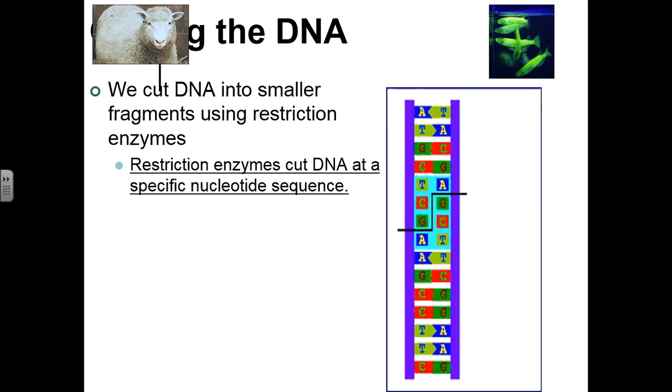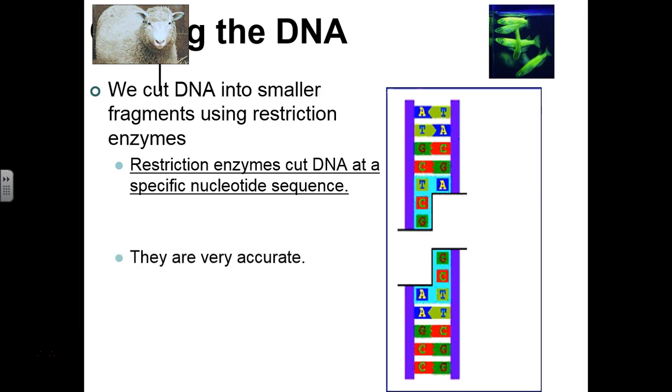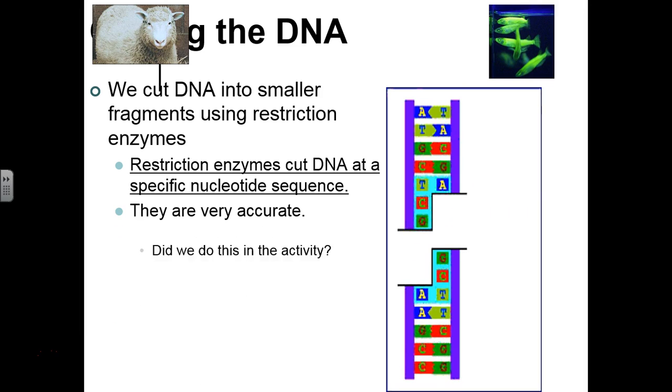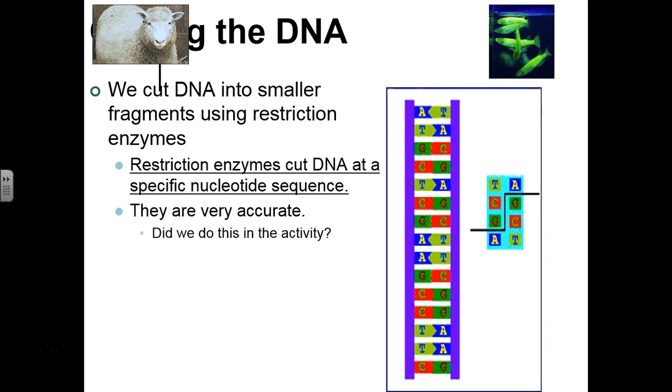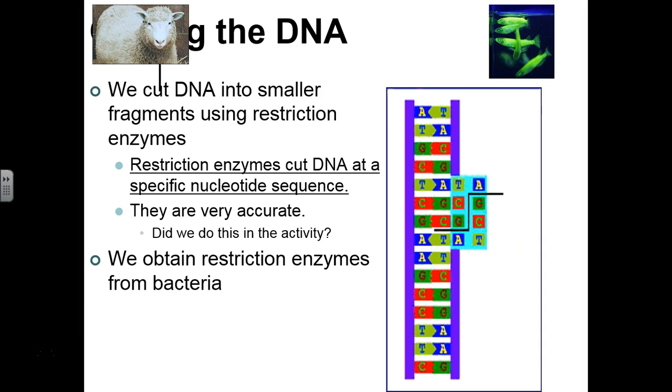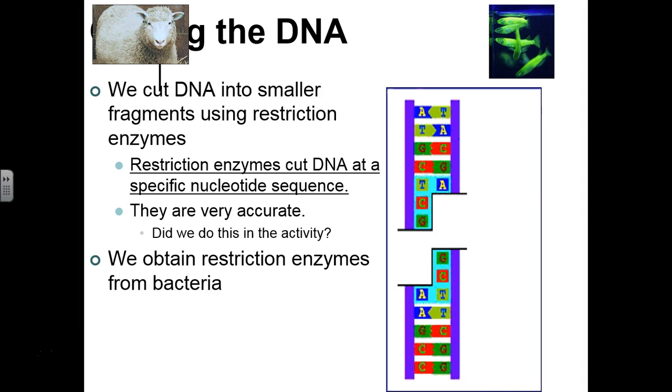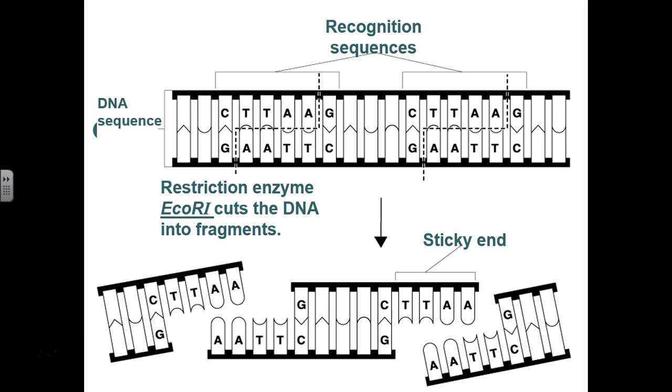And so if we're comparing DNA strands, it's not looking for gene for gene. It's looking at the sequence of the DNA, regardless of gene. Okay? They're very, very accurate. We did not do this activity. I've been out, so we haven't done anything with restriction enzymes. But we get these enzymes from bacteria, so we can get a lot of supply of them.